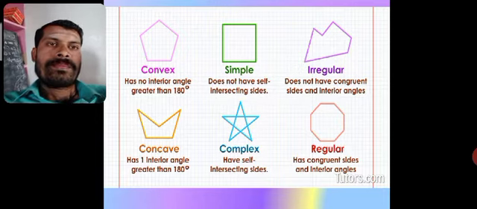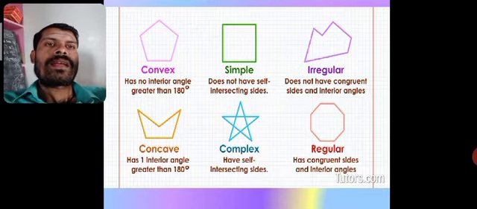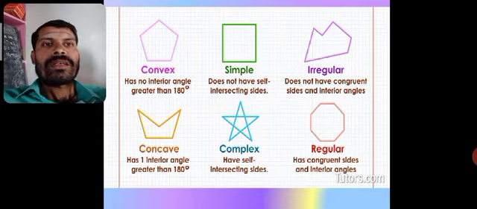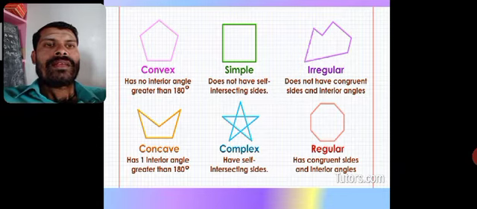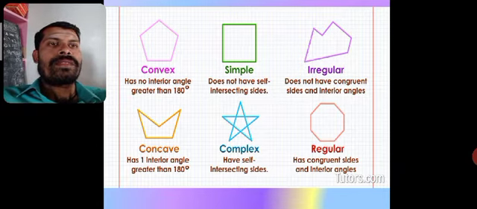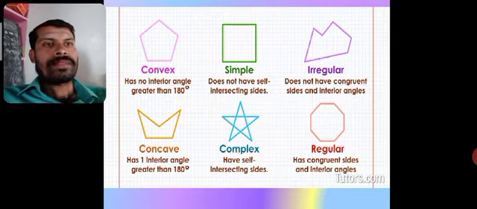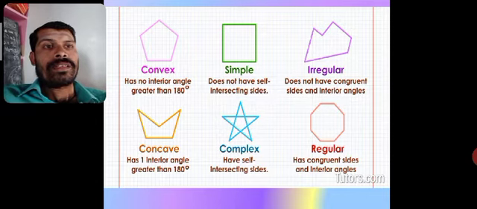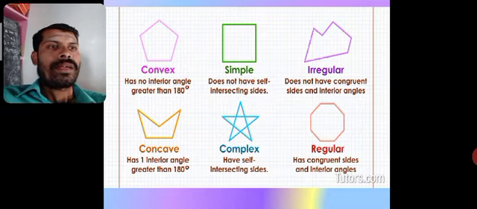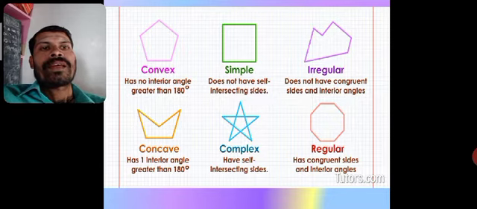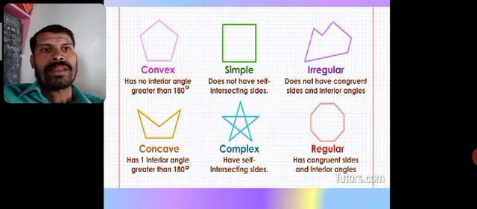Look at these figures. You see this pentagon has an interior angle greater than 180 degrees. The square does not have self-intersecting sides. The irregular polygon does not have any congruent sides and exterior angles. You see this concave polygon has one interior angle greater than 180 degrees.